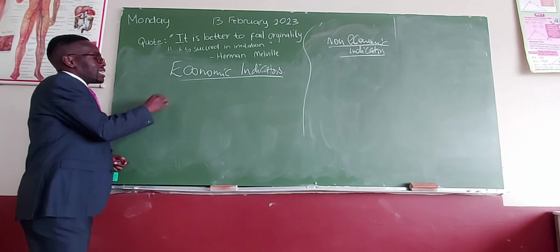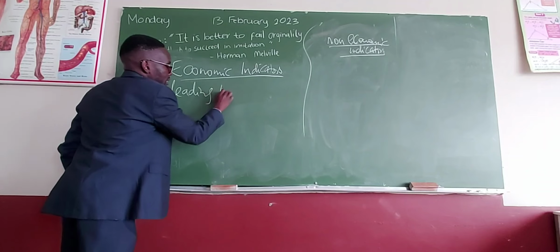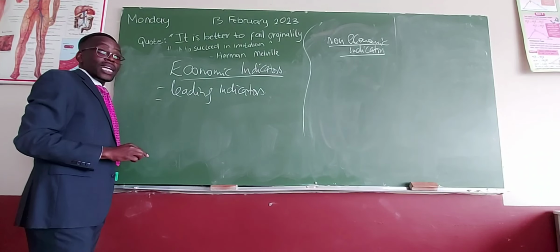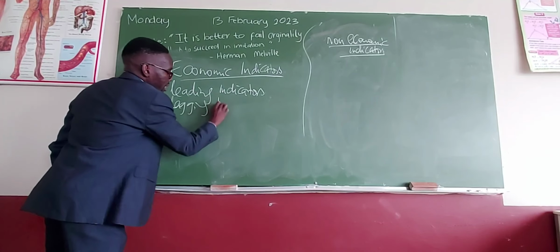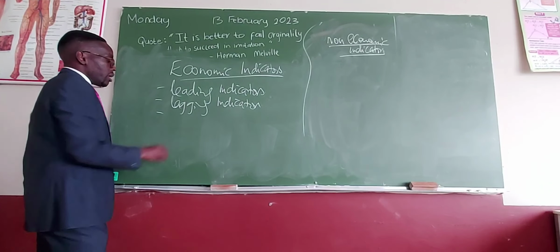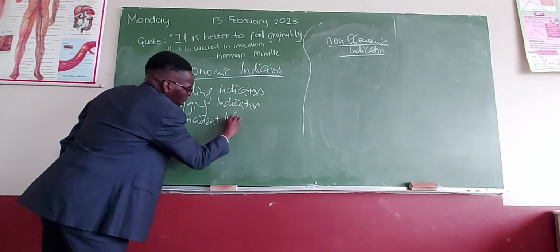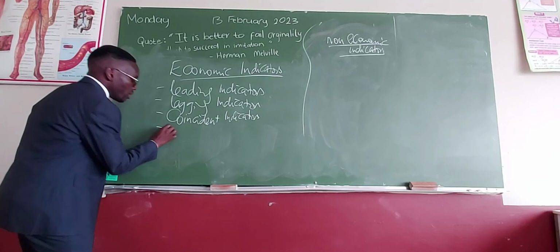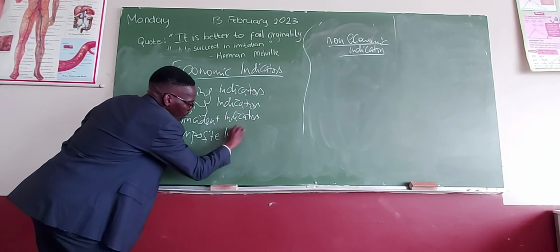Now, the first example of an economic indicator that we have is what is called the leading indicator. The other type of economic indicator that we have is what is called the lagging indicator. The other type is what is called the coincident indicator. The other type that we also have is what is called the composite indicator.